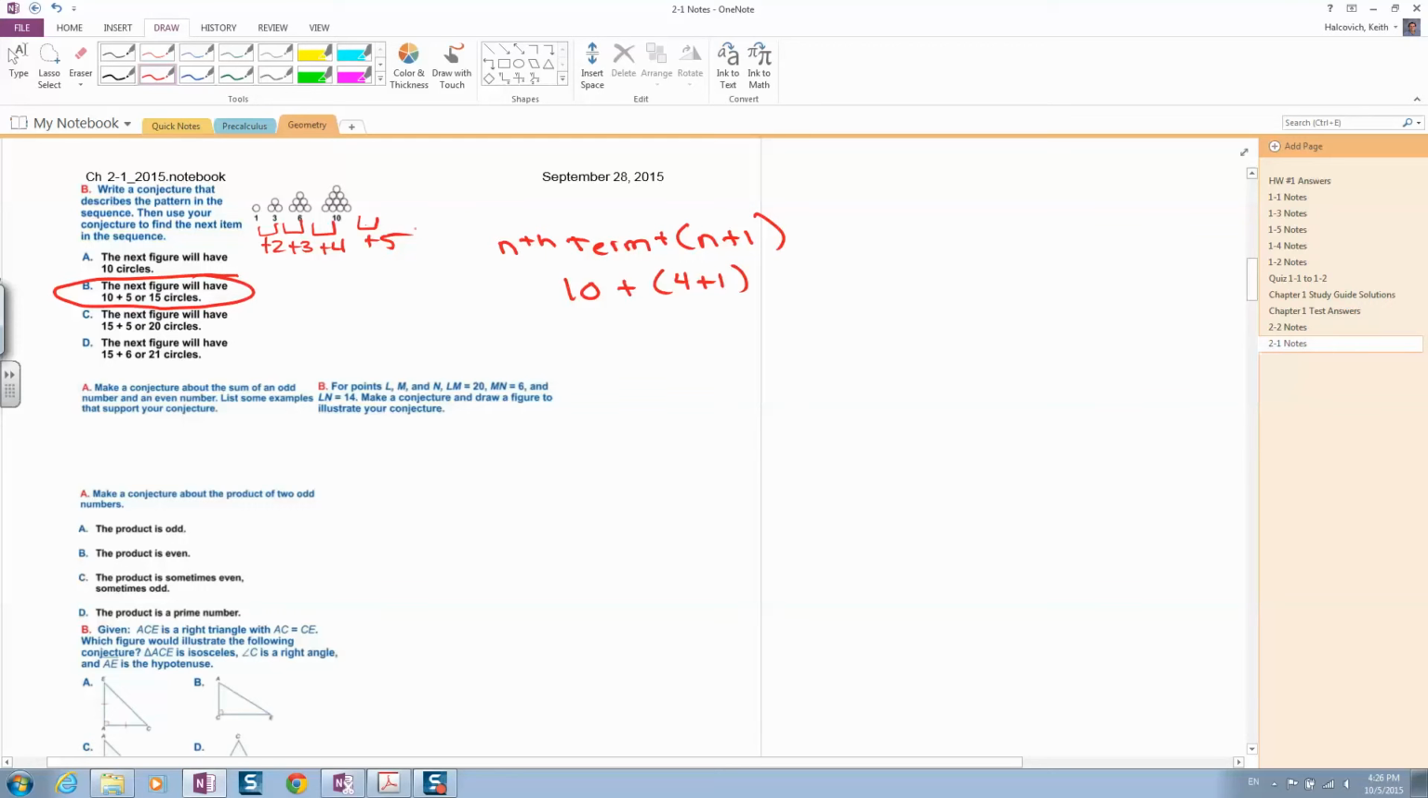All right. Write a conjecture about the sum of an odd number and an even number. List some examples to support your conjecture. Well, for example, 3 plus 4, that gives you 7. 5 plus 2, that gives you 7. So notice an even plus an odd is going to equal an odd number.